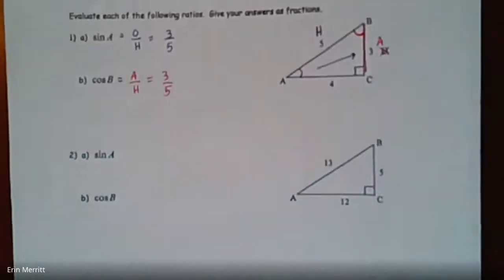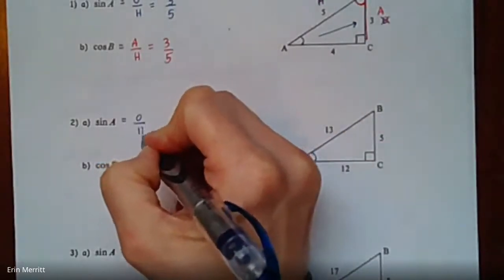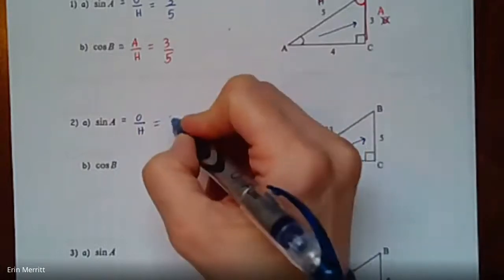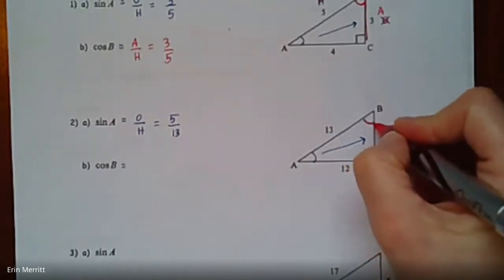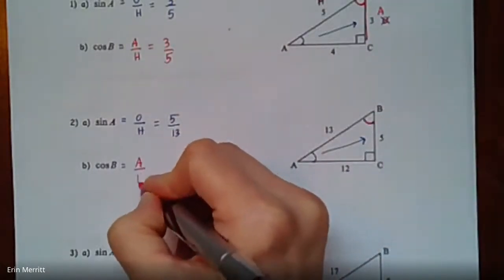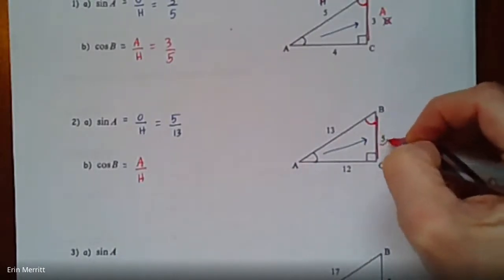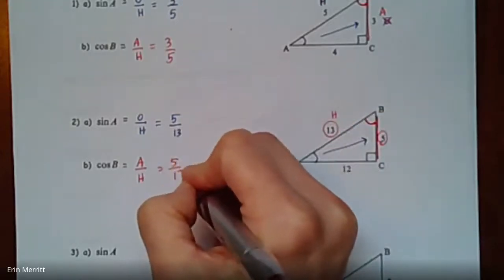All right, let's move on to the next one. Here we have another nice Pythagorean triple to work with. For angle A, sine is opposite over hypotenuse, so that would be 5 over 13. Now do the same thing for B. We want cosine this time, so the adjacent side here would be the 5, over the hypotenuse of 13. You're probably starting to see what's going on here.